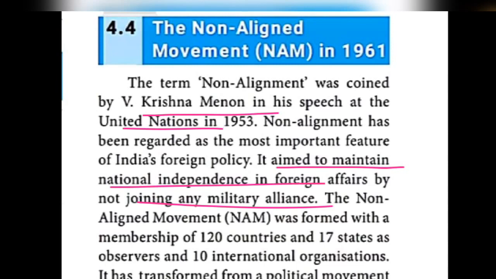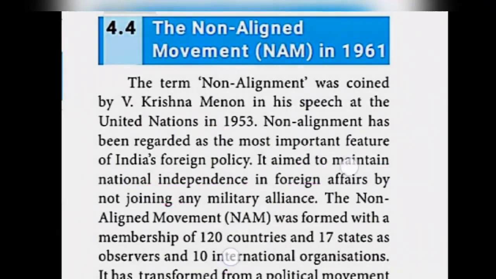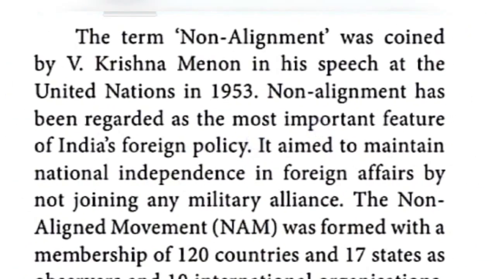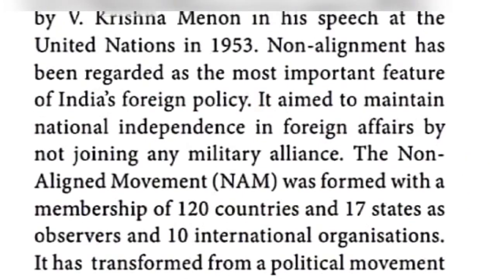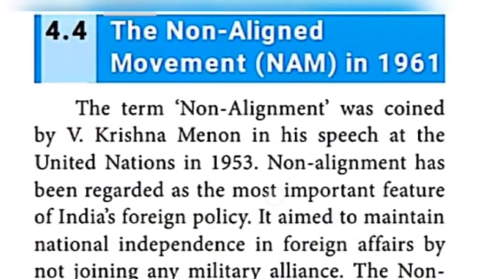So the Non-Alignment Movement was formed with 120 member countries, 17 states as observers, and 10 international organizations. Children, it has transformed from a political movement to an economic movement. That is very, very important. So these are the things that are given.